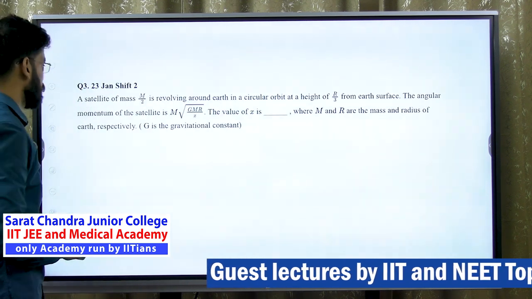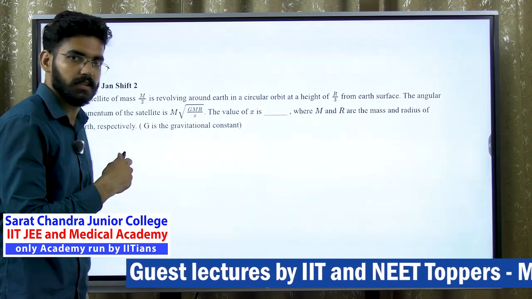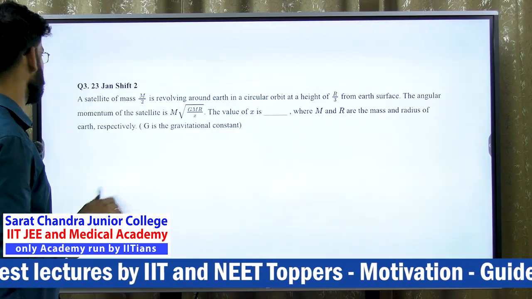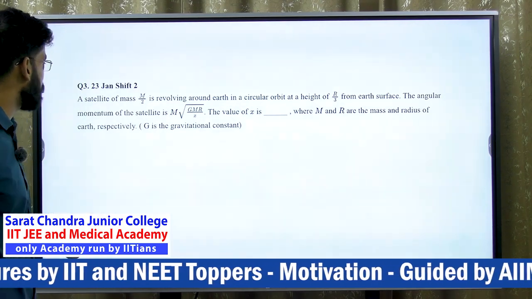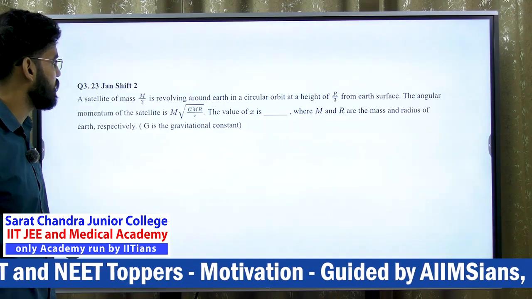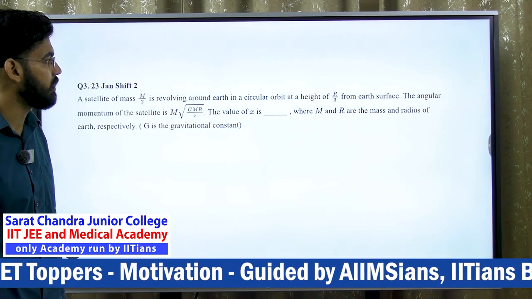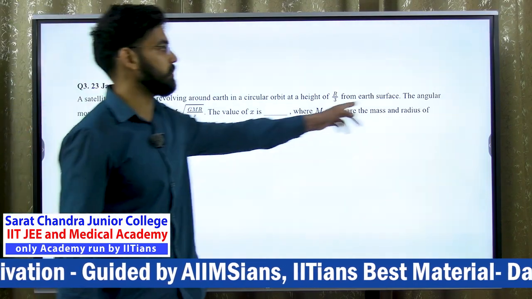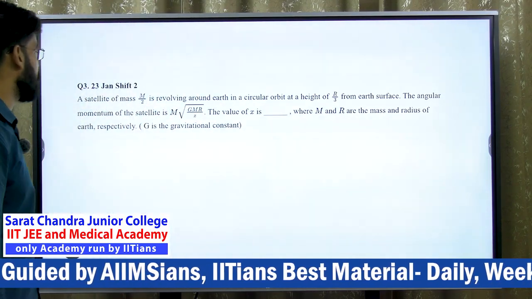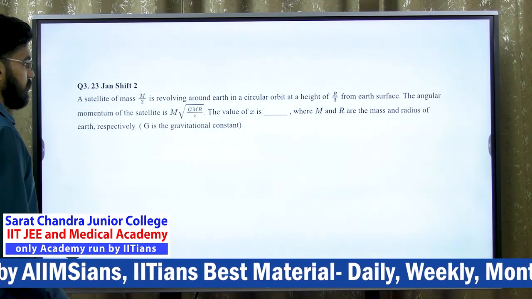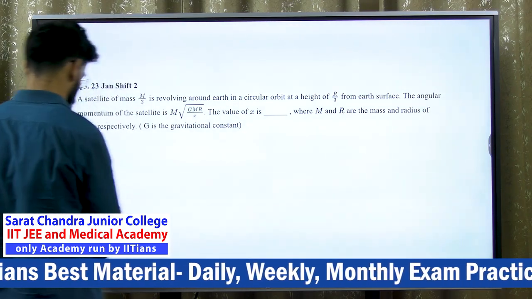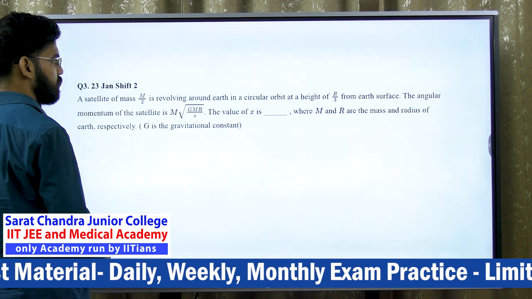See next. He is asking about the satellite only, gravitation force only, he did everything, and I think escape velocity also he asked in one question. See now, a satellite of mass m by 2 is revolving around Earth in a circular orbit at a height r by 3 from the surface of Earth. See here, r by 3 is from the surface of Earth. The angular momentum of the satellite is m under root of G M r by x. So you have to find x. Fine. M by 2 mass.